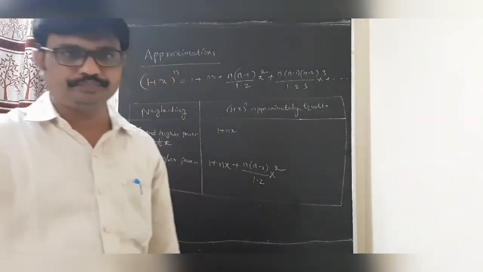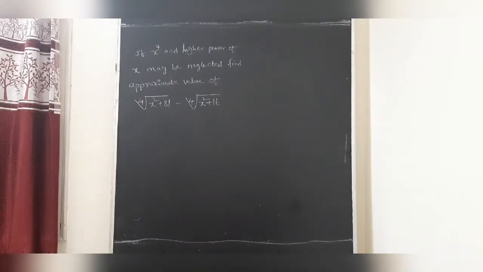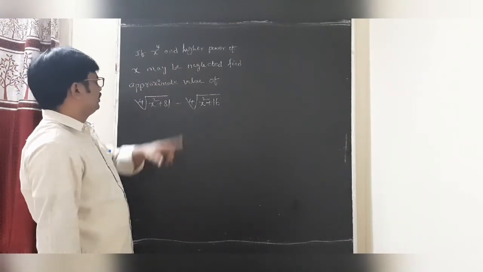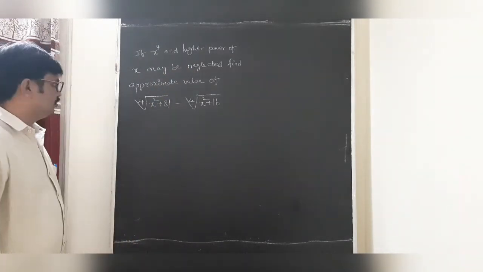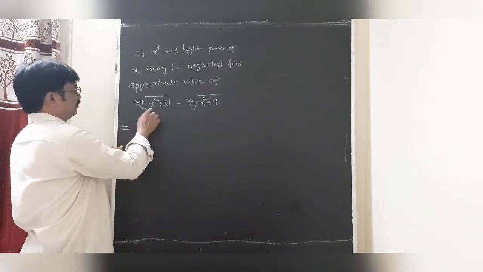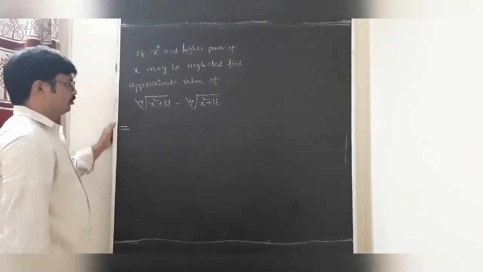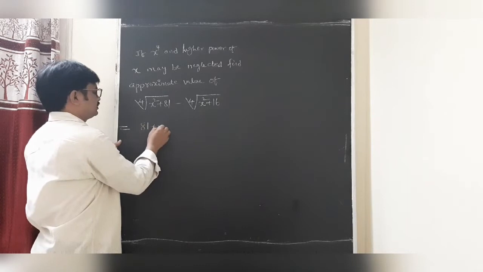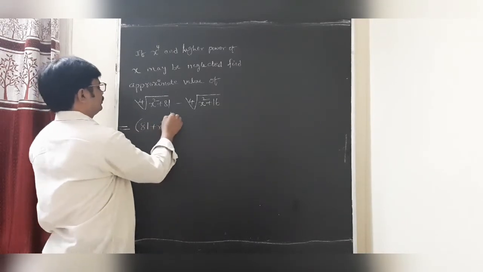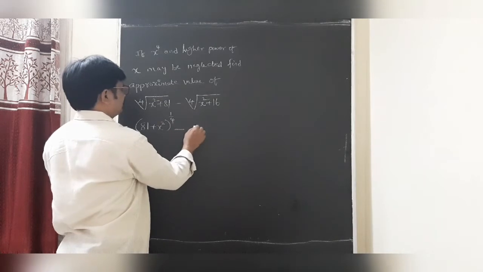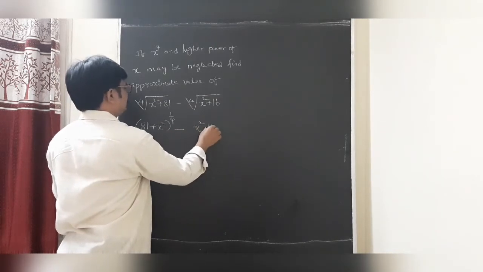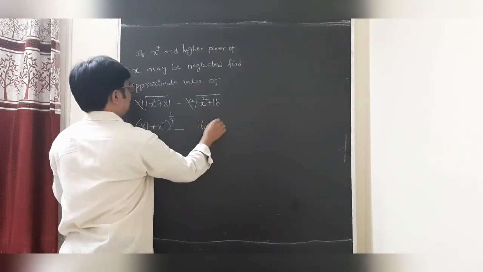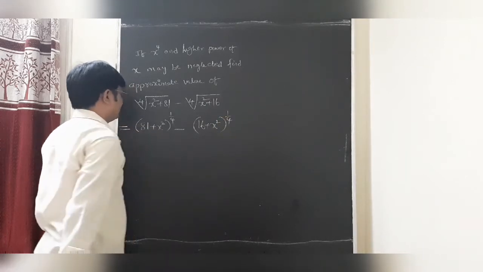Okay students. If x power 4 and higher powers of x may be neglected, find the approximate value of the 4th root of (x² + 81) minus the 4th root of (x² + 16). Dear student, this is (81 + x²)^(1/4), and after that x² + 16, this is (16 + x²)^(1/4).